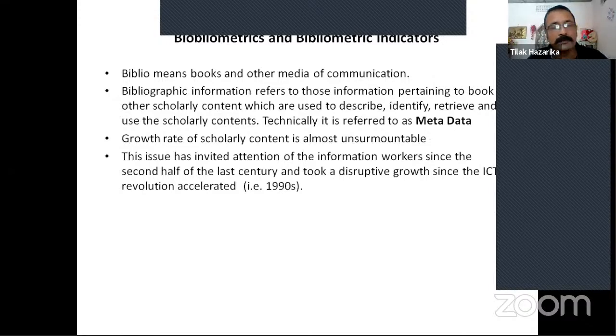I should not go into the details of the metrics, but still let me try to introduce some of the metrics which might be very relevant, which are the basic metrics that are required to be understood by a researcher while searching the different relevant literature, while searching databases.